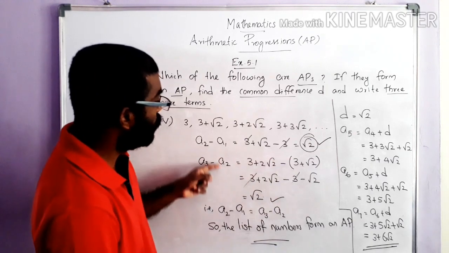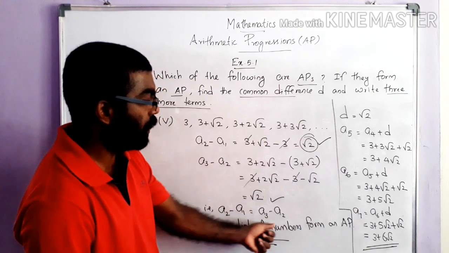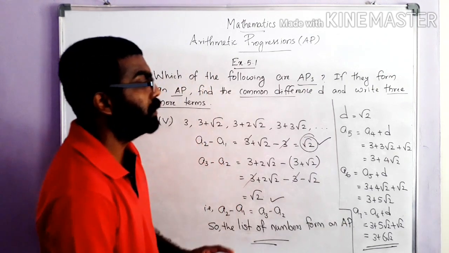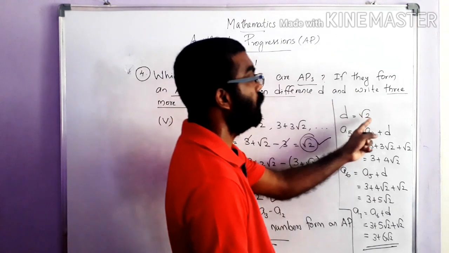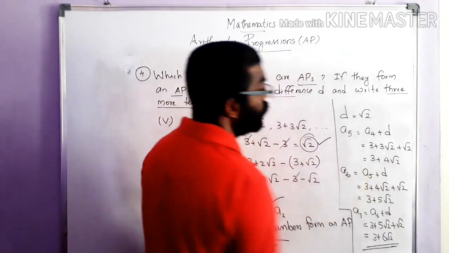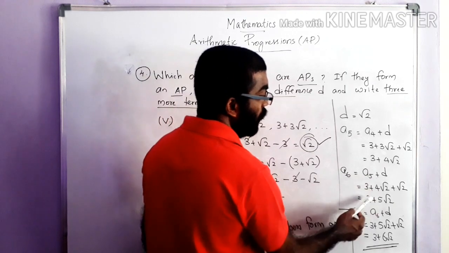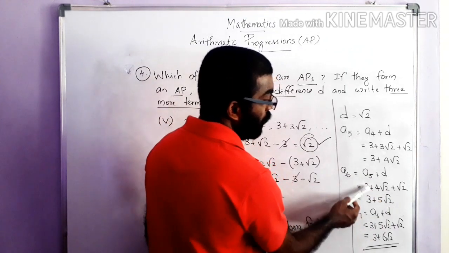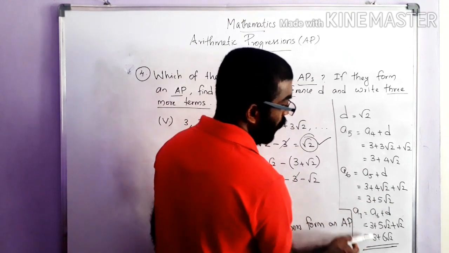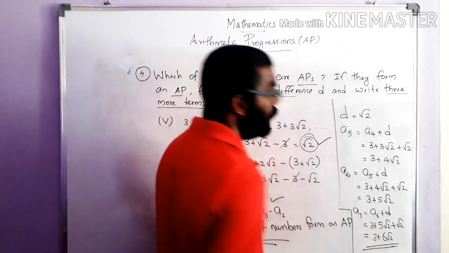And clearly these two numbers are equal. That means the difference is common. A2 minus A1 is equal to A3 minus A2. So the list of numbers form an arithmetic progression. And the common difference D is equal to root 2. Now the fifth term A5 is A4 plus D. That is 3 plus 3 root 2 plus root 2, which will be equal to 3 plus 4 root 2. Sixth term is A5 plus D. That is 3 plus 4 root 2 plus root 2. That is 3 plus 4 plus 1, 5 root 2. And the seventh term is A6 plus D. Sixth term is 3 plus 5 root 2 and D is root 2. 3 plus 6 root 2.